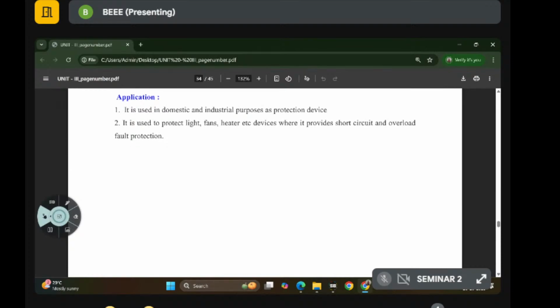What is the application of this MCB? We can use MCB to protect our household appliances. MCB applications: we can use MCB for household applications. Okay? Right. Next one, to protect the fan, to protect the small appliances you can use.